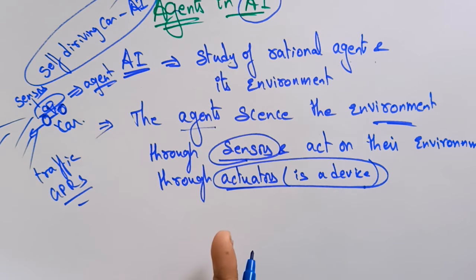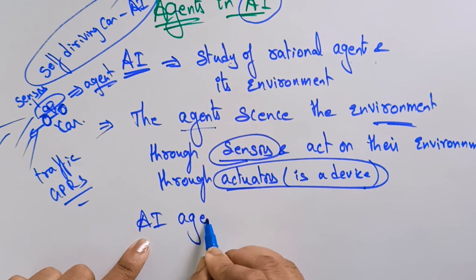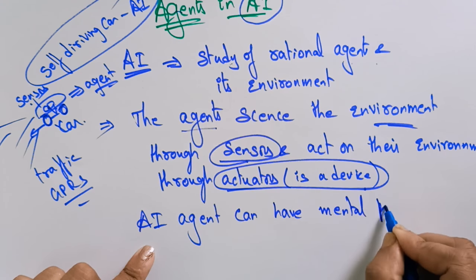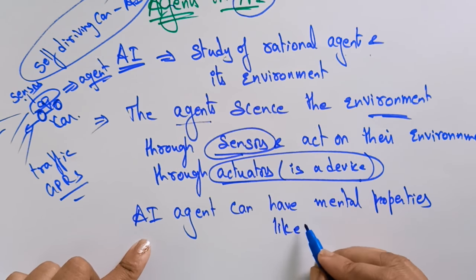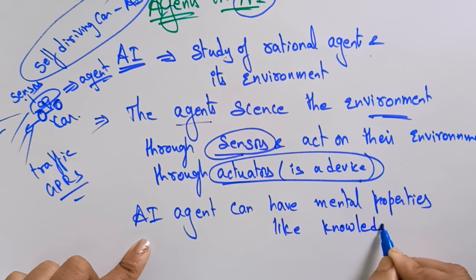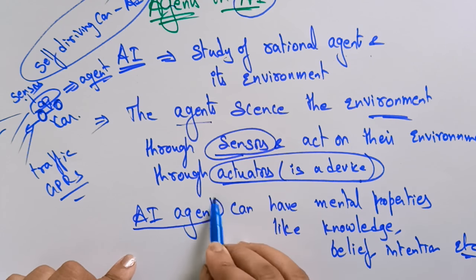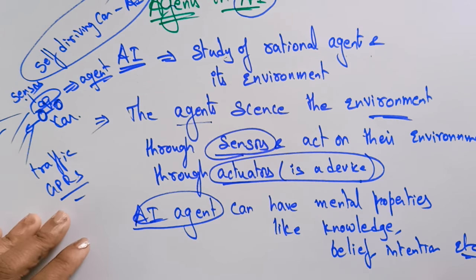So an artificially intelligent agent can have mental properties like knowledge, belief, intention, etc. Let me write that point. The artificial intelligent agent can have mental properties. What are the mental properties that it has? It has knowledge, belief, and even intention, etc. Only if the agent has these properties can it feel and work on the environment.